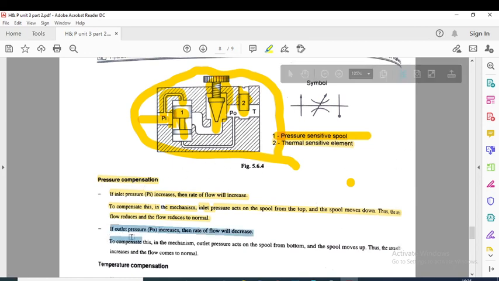Similarly, if the outlet pressure P2 increases, then the rate of flow will decrease. How? If the outlet pressure P2 increases, then to compensate in this mechanism, the outlet pressure acts on the spool from the bottom, and the spool moves up. Thus the area increases and the flow comes to normal. Here, if this outlet pressure increases, this spool will move upward, the area will increase, and the pressure of the entire system comes to normal.